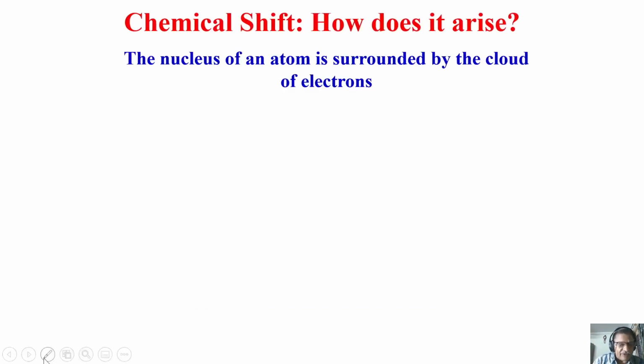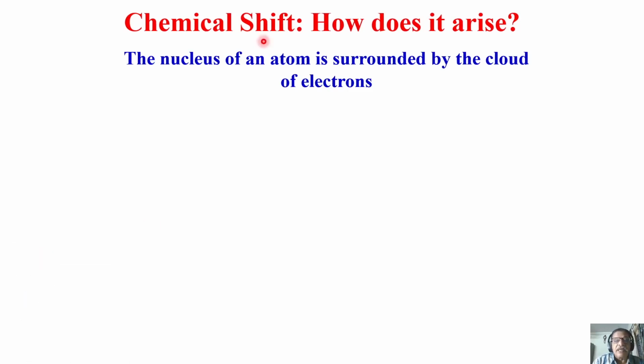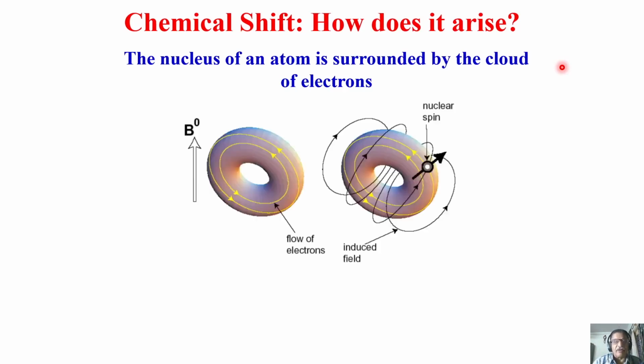First of all, chemical shift, how does it arise? The nucleus of an atom is surrounded by the electron clouds. Please remember that. The nucleus of an atom is surrounded by electron clouds. It is not a bare nucleus.